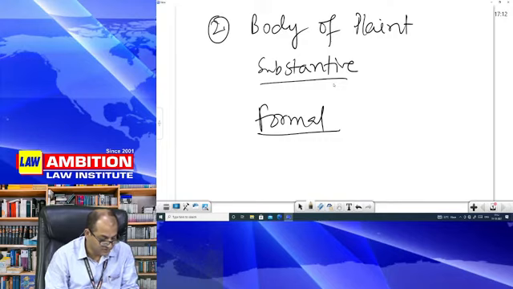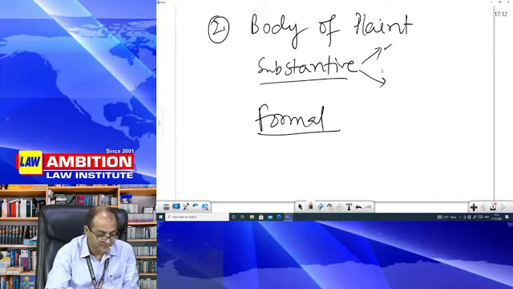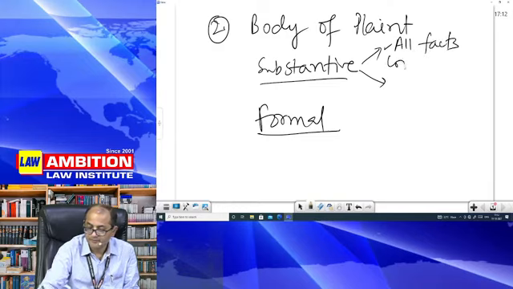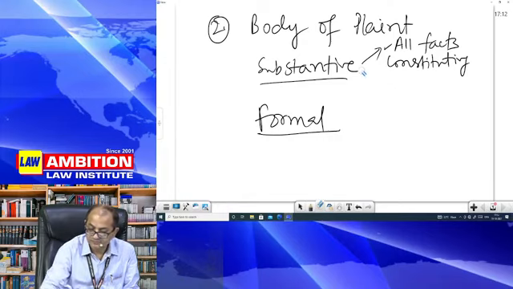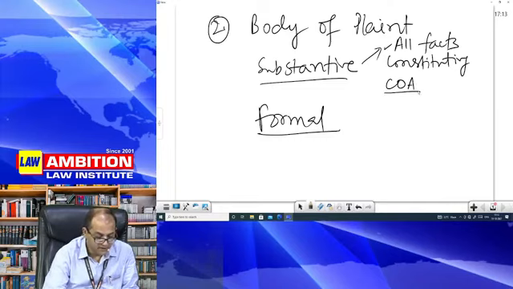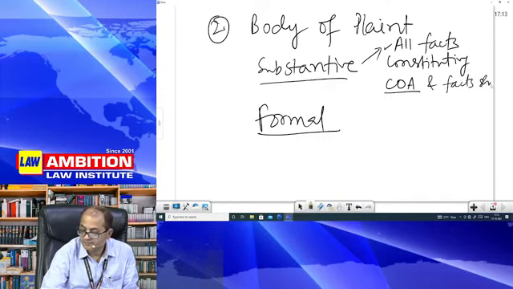The substantive portion basically has two kinds of things. All facts constituting the cause of action. Certain people could not appreciate cause of action, they will appreciate it today. Everything will take time. All facts constituting the cause of action, and facts showing the defendant's interest and liability, that is, how the defendant is involved in that.